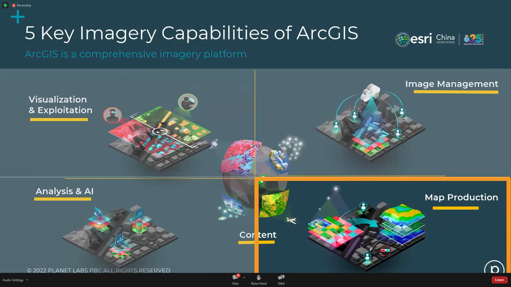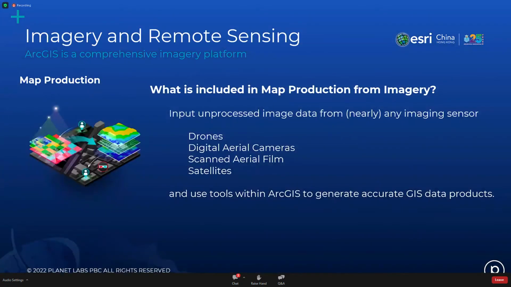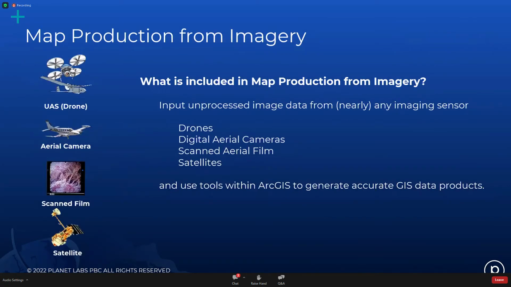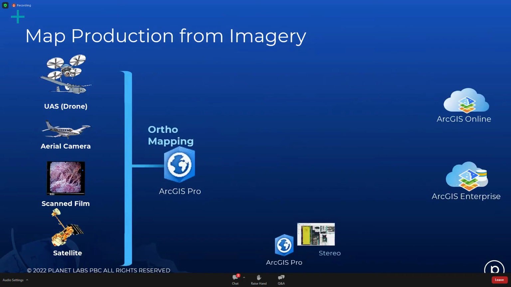Let's move on to the next capability, ArcGIS map production. The map production capability focuses on the tools to generate derived products from imagery such as orthomosaic, DTM, and 3D mesh. For map production, we provide a range of applications for preparing and bringing raw imagery into an accurate mapping environment. Our customers work with imaging sensors of these four types. Let's look at the options for working with these different image sources.